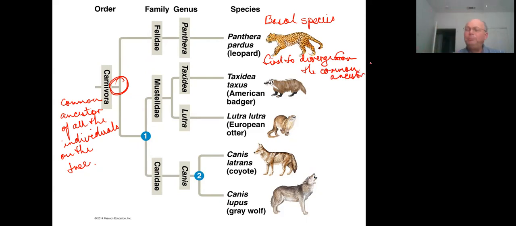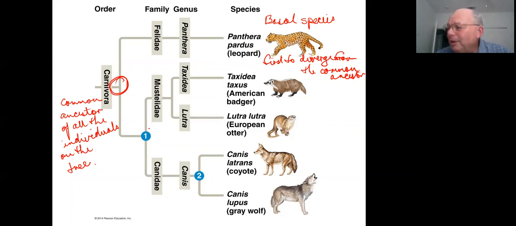All the other species represented on this tree diverged later. So on the other branch is represented the line that leads to all other members of the group. The panther has its own line branching from the common ancestor because it represents the group, or at least the species, that first diverged from the common ancestor of all carnivores.